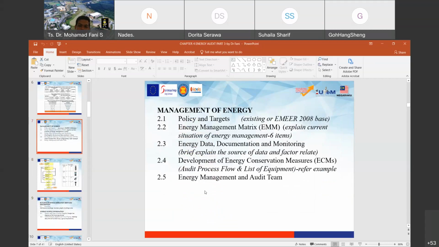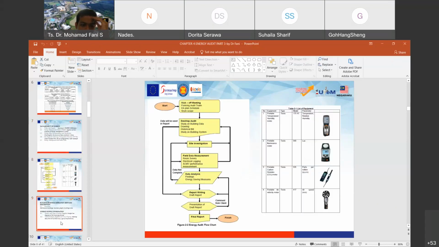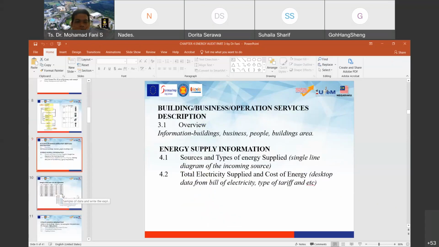So please also put energy management and energy team. List up all the energy team members, and also please code their function or their responsibility towards the energy audit team, towards the energy audit process.